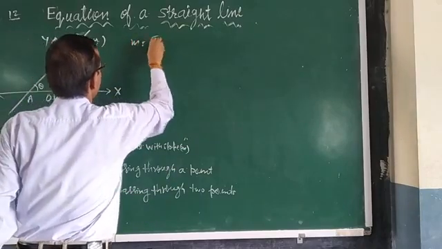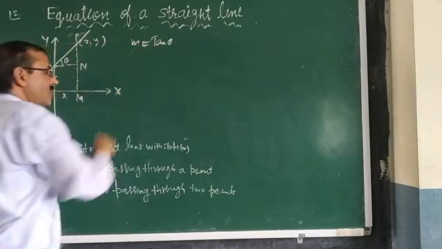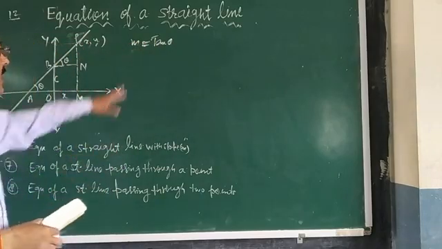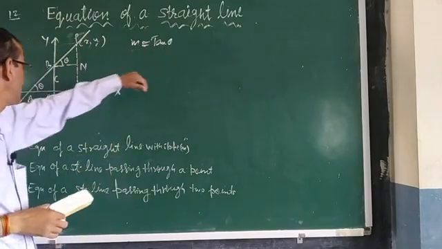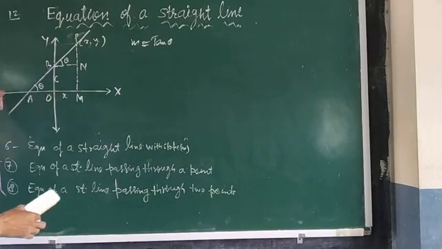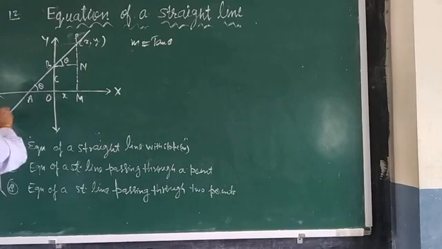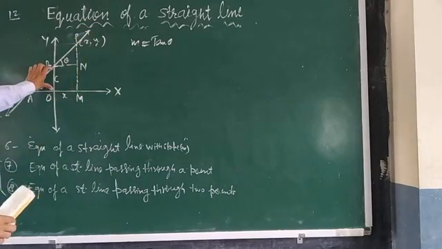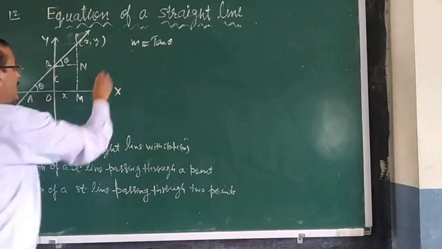m is equal to tan theta. What is m? This is the slope. Slope is represented by m. m is equal to tan theta. To find, let this line intercept on the y-axis at C distance. So what will the y-intercept be?